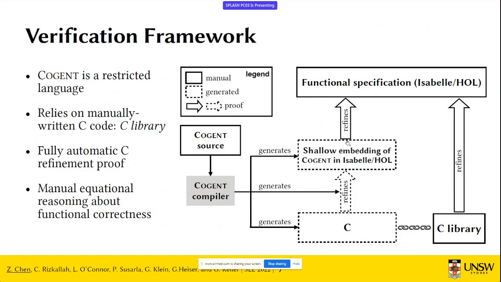But this proof, because COGENT has a purely functional semantics, this refinement proof should be much easier to do because we can use equational reasoning techniques. And for the C part, because the C library is shared, that's why we call it the library, the effort should be amortized over time.